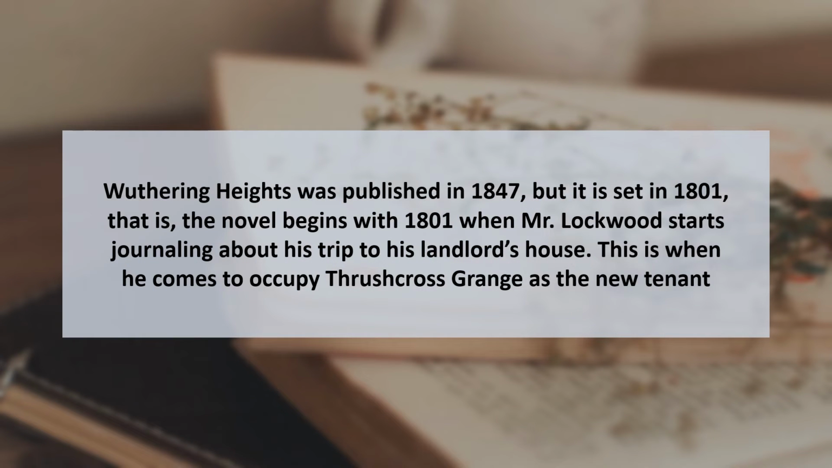Wuthering Heights was published in 1847, but it was set in 1801. That is, the novel begins in 1801 when Mr. Lockwood starts journaling about his trip to his landlord's house. This is when he comes to occupy Thrushcross Grange as the new tenant.